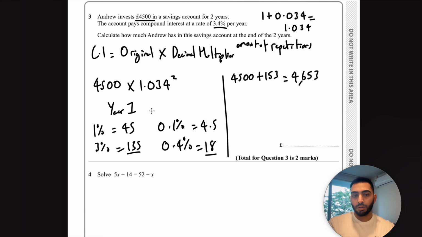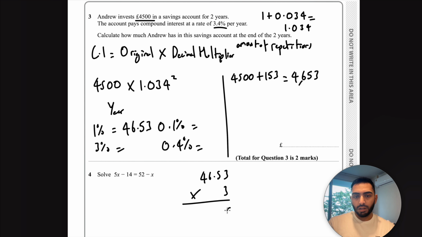I'm going to need to repeat this all over again. I'm just going to erase this and then I'll just fill out all of those again. So let's find out what 1% would be. That would be 46.53. And then I need to multiply that by 3. So let's just do that over here. 46.53 times by 3 would be 9, 15, 18, 19, 12, and 13. And I need to put the decimal point over there. So that would be 139.59.